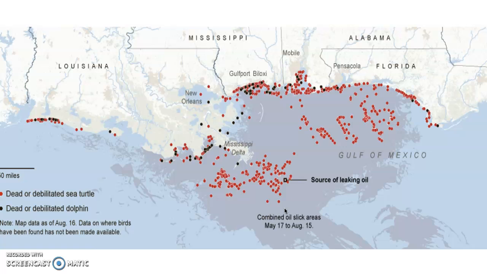This is a picture of how the oil affected dolphins and sea turtles. The red dots are a reported sea turtle dead or debilitated, and the black dots are dolphins. You can see that sea turtles are the main ones that have been affected by these oil spills.